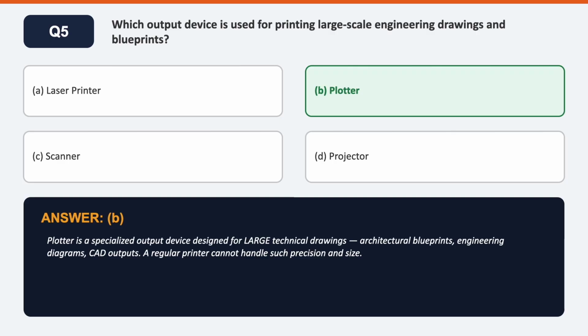Question 5. Which output device prints large-scale blueprints? A. Laser printer, B. Plotter, C. Scanner, D. Projector. Answer B. Plotter is designed for large technical drawings. A regular printer cannot handle this.